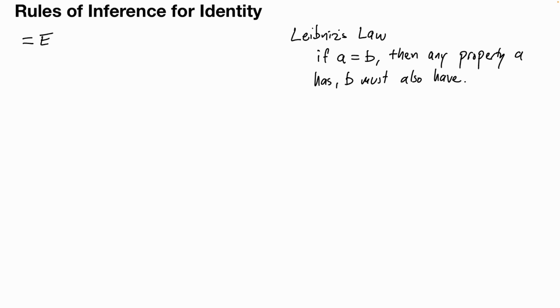The second rule, the identity elimination rule, is based on something that philosophers call Leibniz's law. Leibniz was a 17th century German philosopher/mathematician. And Leibniz's law says that if A and B are one and the same, then any property A has, B must also have, because A just is B.